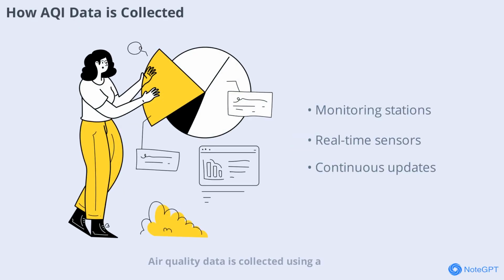Air quality data is collected using a network of monitoring stations located in cities, suburbs, and rural areas. These stations use sensors to measure concentrations of pollutants in real time. The data is then sent to central databases where it's analyzed and converted into AQI values.